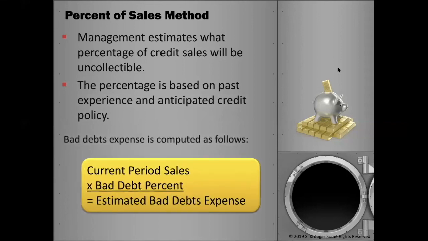It's very easy to calculate this amount. It would just be the amount of sales times the bad debt percent. If we had $100,000 in sales, and I think that 10% will be uncollectible, that would be $10,000. All you do is multiply the percent by the sales, and that would be the amount of the estimate. That would be the amount we journalize. It's very easy to do this one.